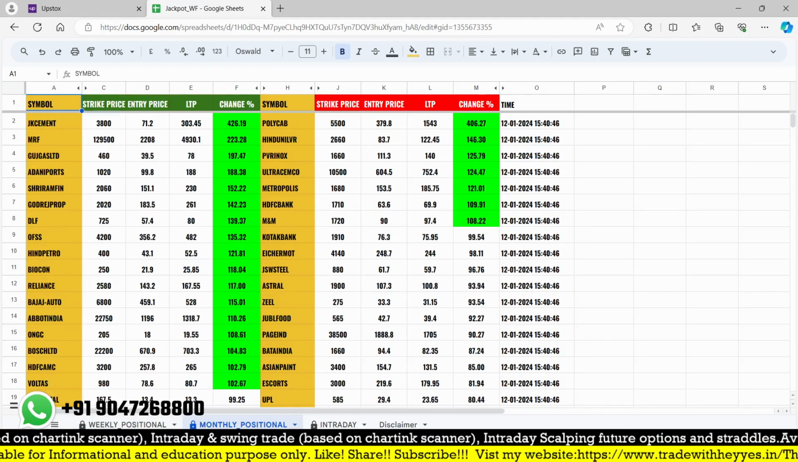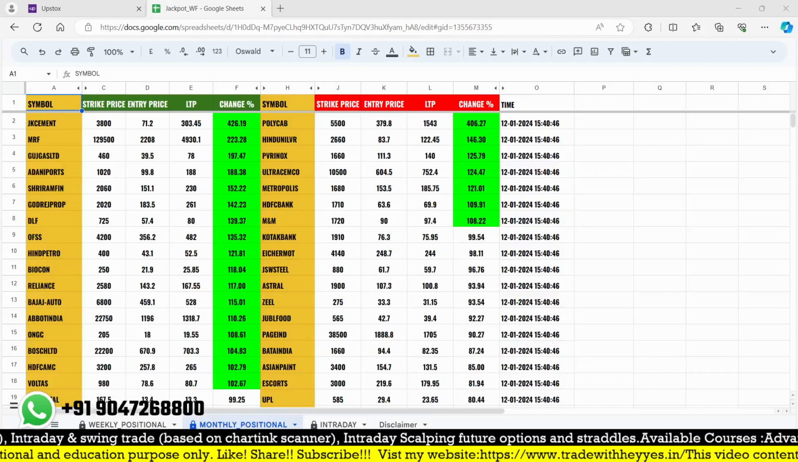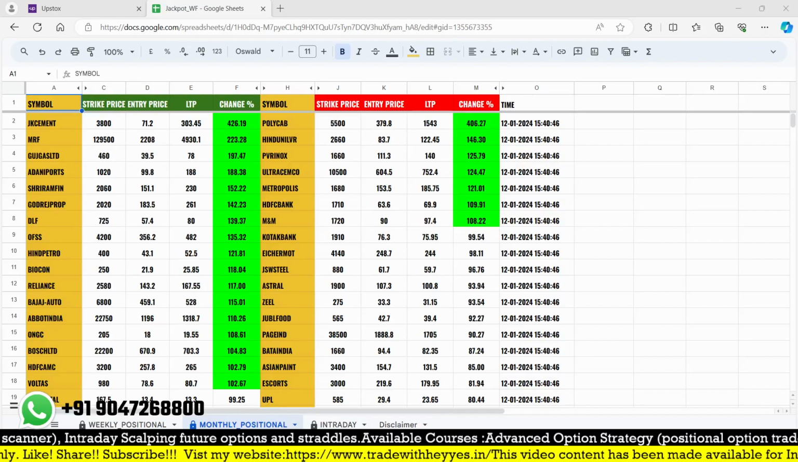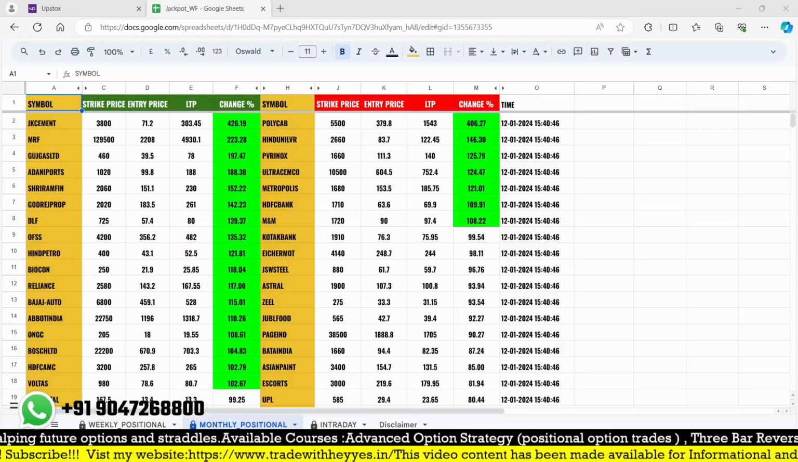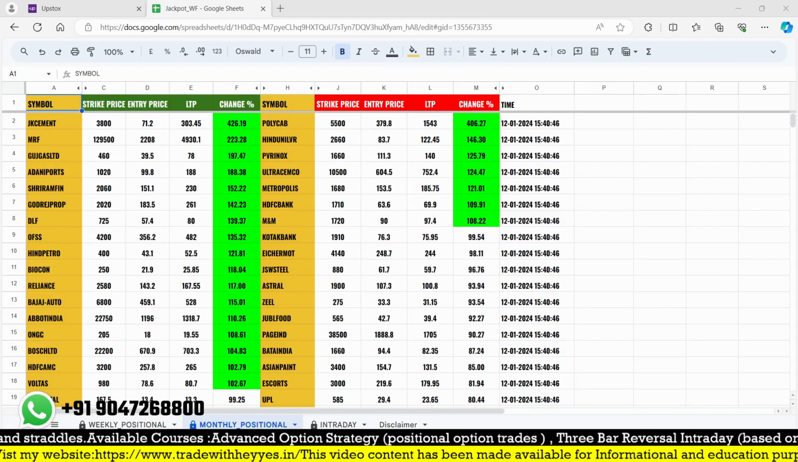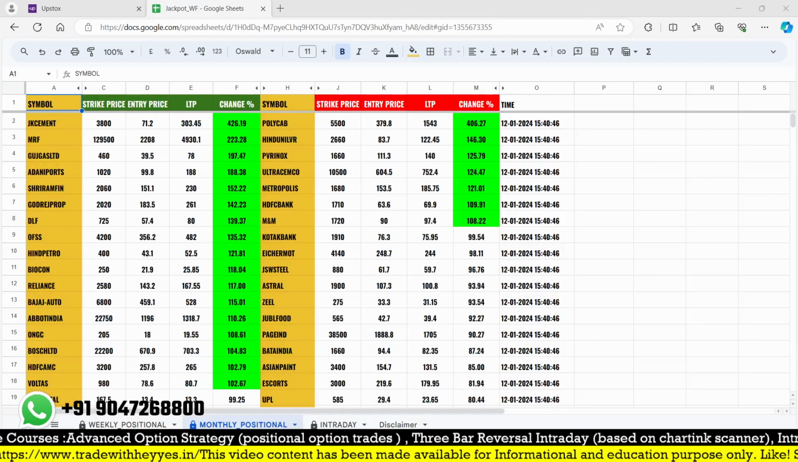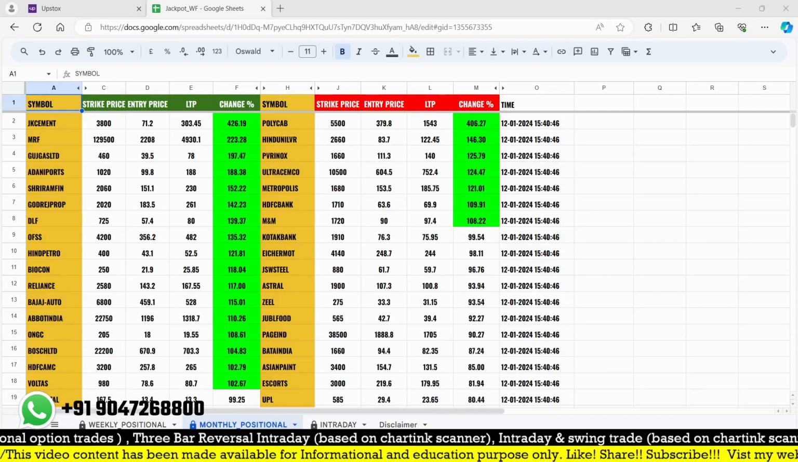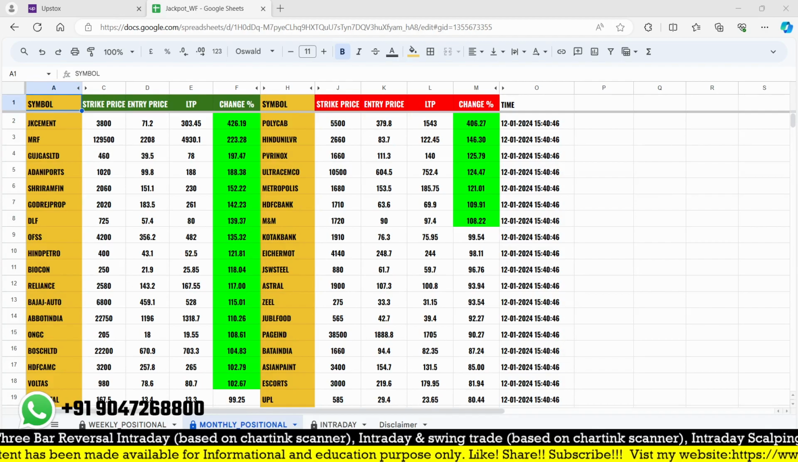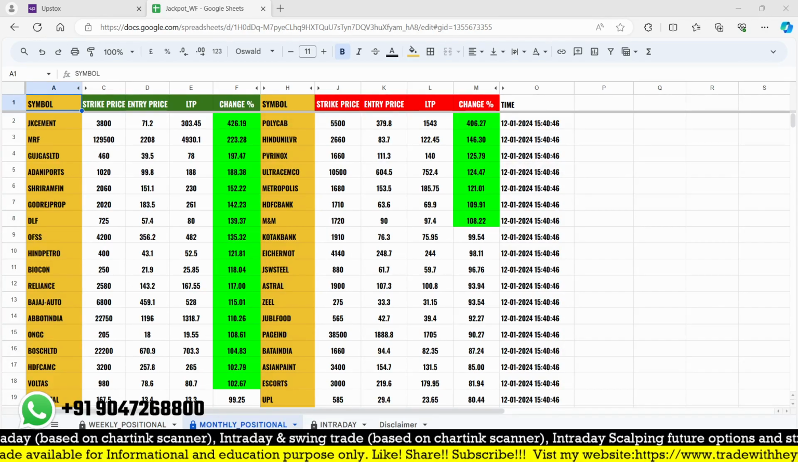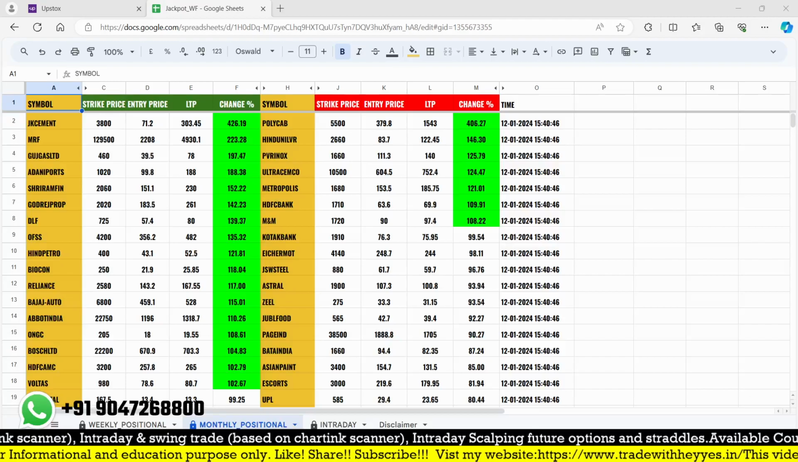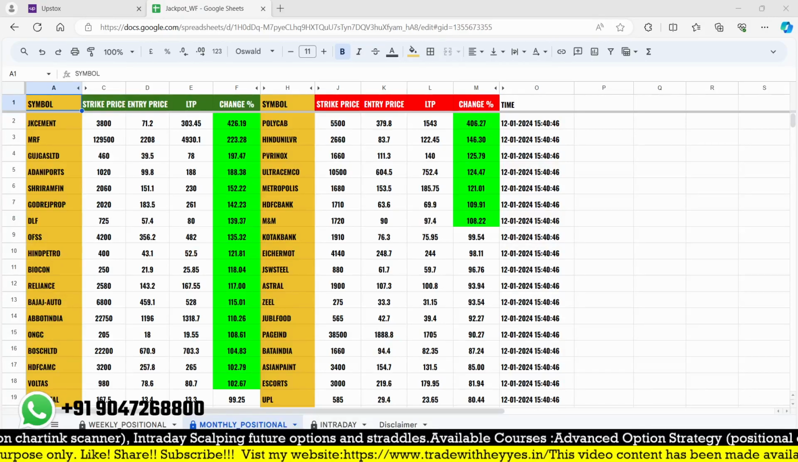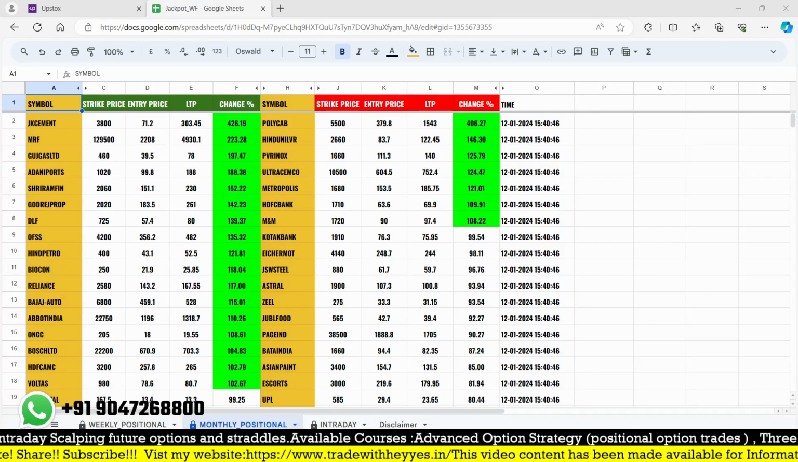The weekly sheet which I am going to update right now is for the third week of January, 15th to 19th. Let me update the data for those stocks, the option strike price and the entry price, everything I am going to update in this video itself. So let me check how this will work. Okay, I'll try to update that data.